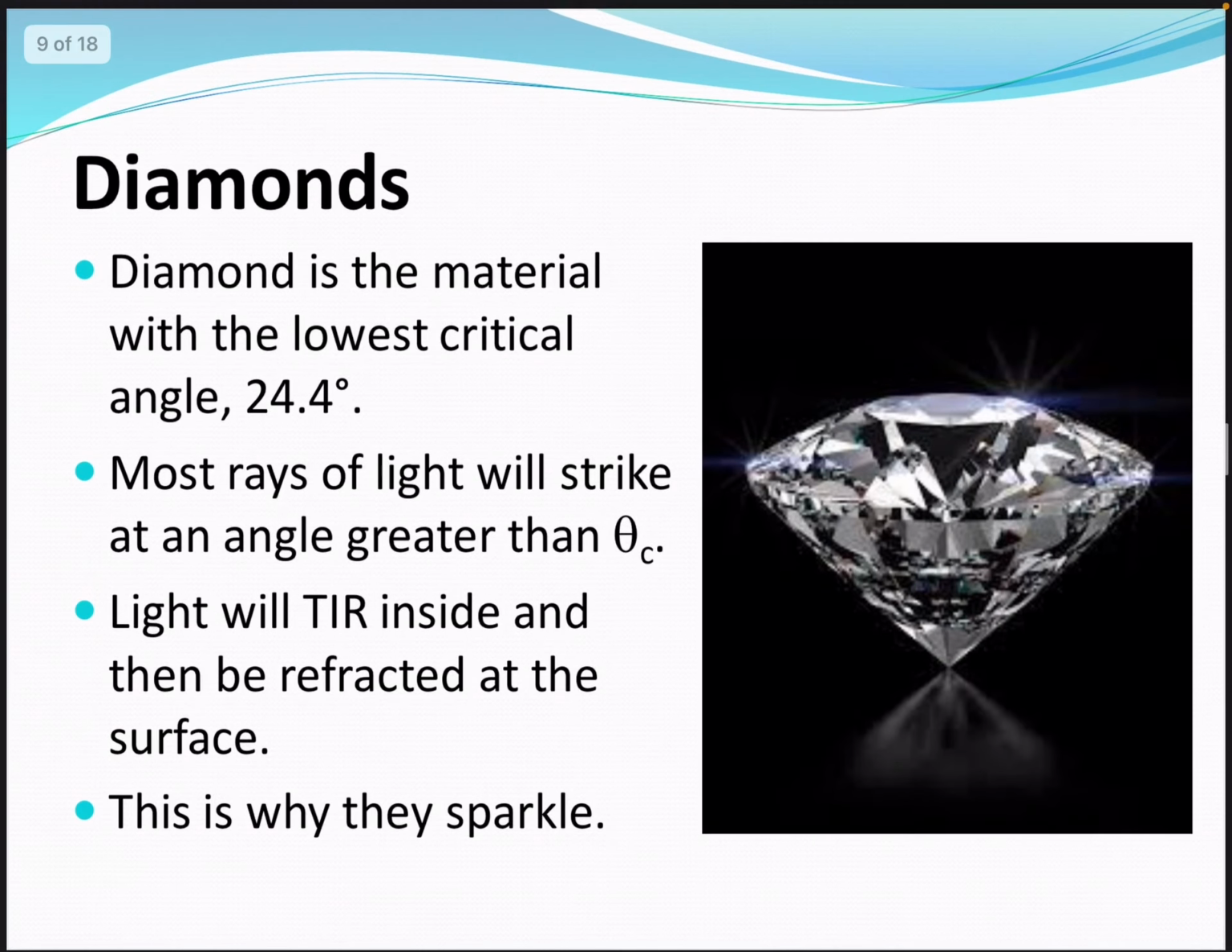Diamonds are often mentioned. Diamond is the material that's got the lowest critical angle. It's got a critical angle of 24.4 degrees. Just as comparison, glass is about 42 degrees. So diamond's only 24.4, and what that means is that a lot more of the light is going to strike the diamond at an angle greater than 24.4, which means it ends up being reflected inside. Because it's reflecting inside, bouncing around, and obviously some of it is refracted as well, you get that combination of both, which makes it nice and sparkly.